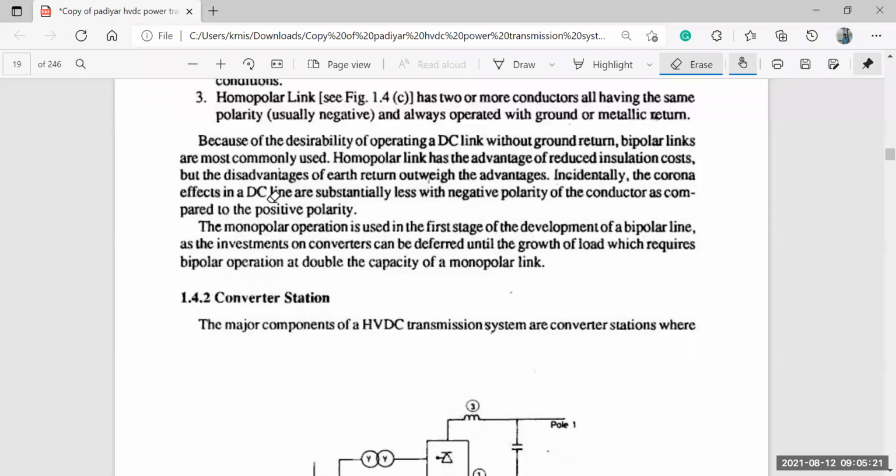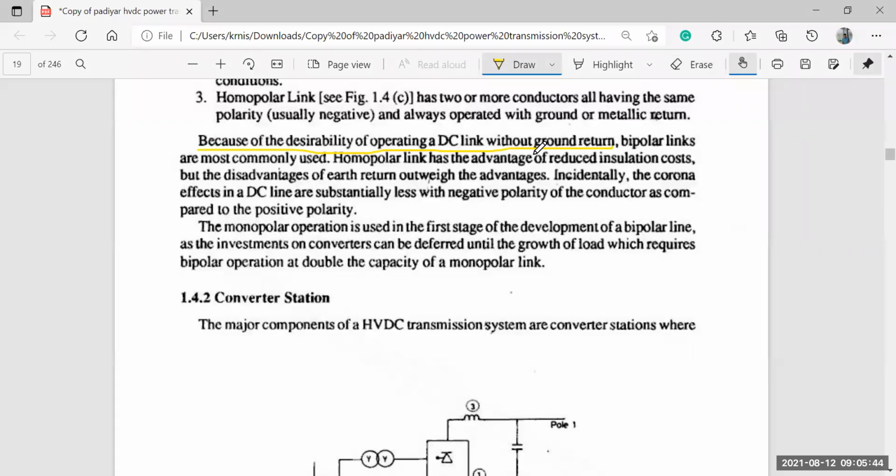A few things you have to see in this part B, which I missed, so just to read it out, I will tell you about this part. Over here it has already been mentioned: the desirability of operating a DC link without ground return. Now this is one segment.